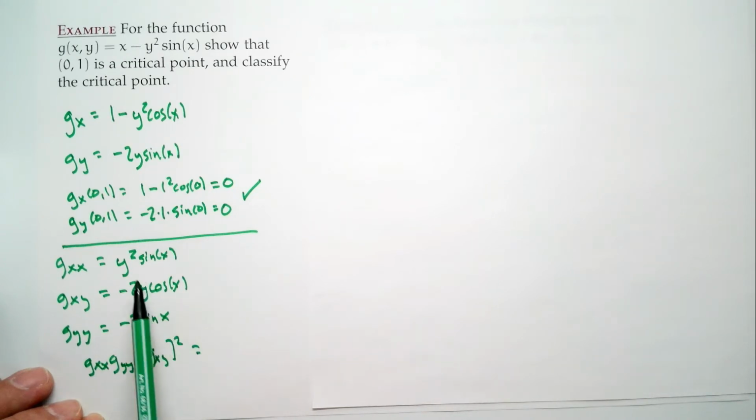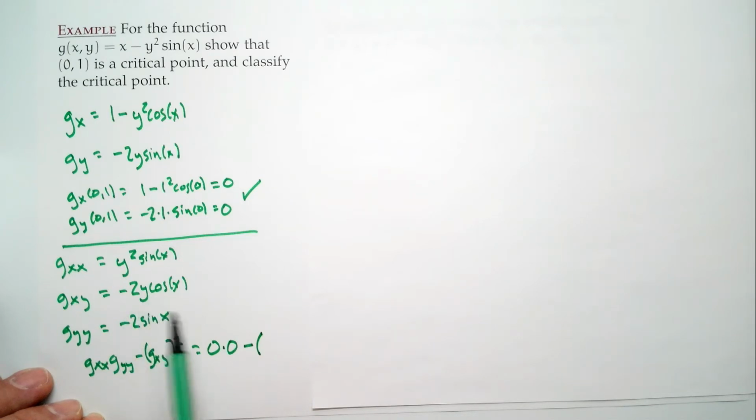Well, plug in y equals 1, x equals 0. What happens to g_xx? We get 0. G_yy? 0. It's going to be hard to recover from 0 times 0. Then we're going to subtract. What is g_xy? Well, it's negative 2 times 1 times cosine of 0, which is negative 2. Because cosine of 0 is 1. So we end up with negative 4.